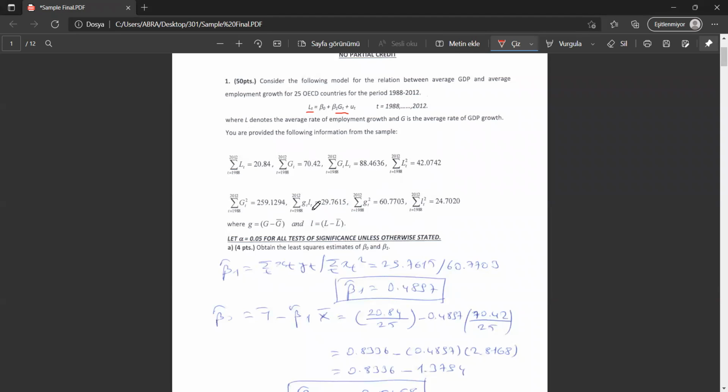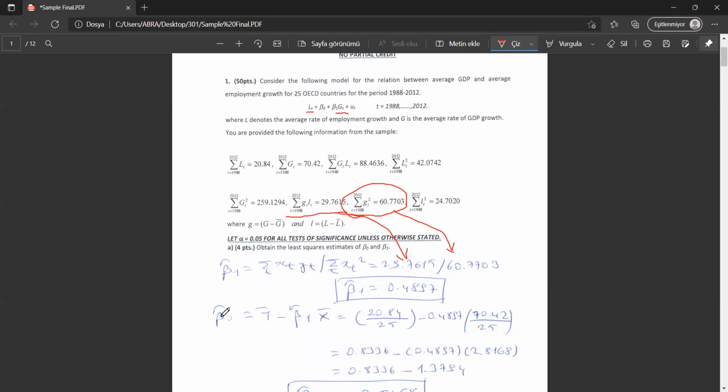Here we have all the data, all the calculations for us. So the summation of small xt yt is here. We can just write it. And the summation of small xt squared is given here. You can just write it. And by using your calculator, you just calculate the beta 1 hat.